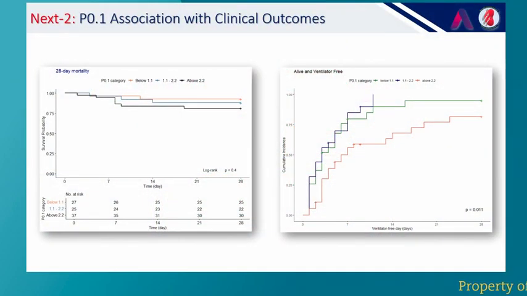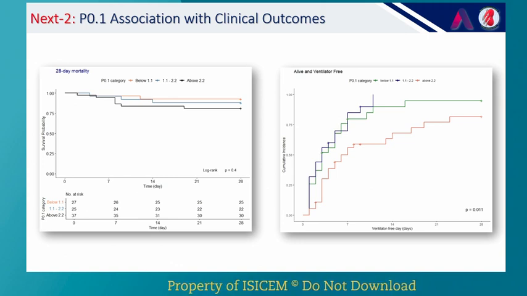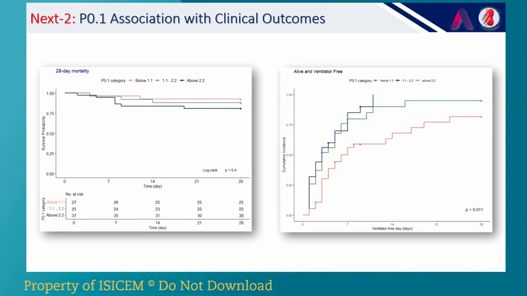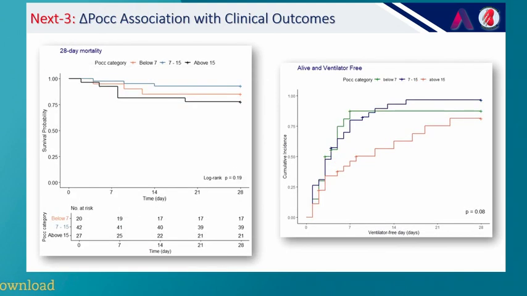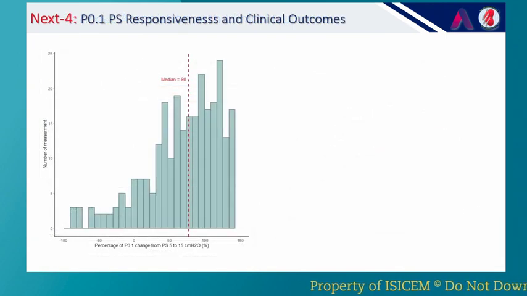Now, some things became clear to us as we started looking at these patients, their epidemiology, and one of the things that you would expect, and indeed is true, is that if you've got a high respiratory drive, at 28 days follow-up, you're less likely to be alive and ventilator-free. And so this is a nice marker from a prognostic point of view. And this is also true of Pocc. So your respiratory effort and your respiratory drive are predictors of your outcome from the point of view of ventilator days alive and free.